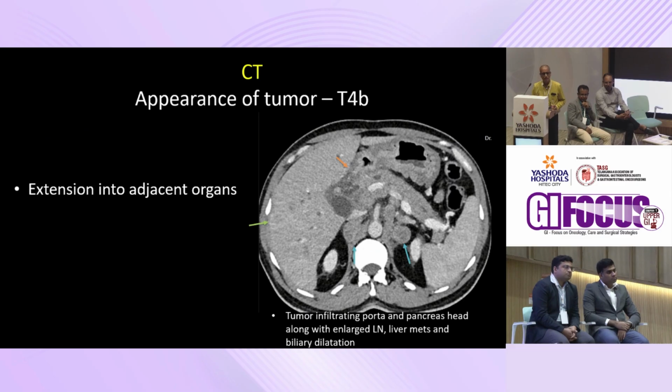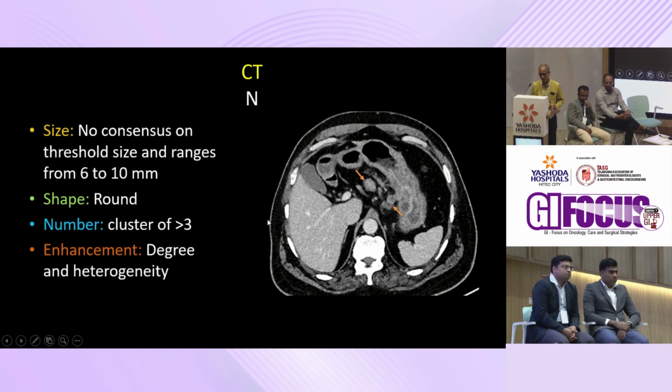Now, T4B is extension of the tumor from the gastric tumor into the adjacent organs. Most often it extends along the gastrocolic ligament into the head of the pancreas and into the colon. So we have a large disease here in the stomach extending into the head of pancreas. You don't find the normal fat planes there. In addition, you also have enlarged lymph nodes here, as well as biliary dilatation due to the porta hepatis infiltration and also liver metastasis in this particular instance.